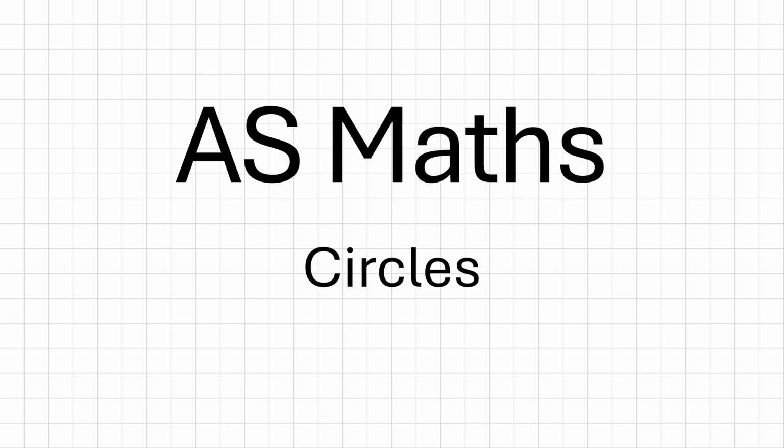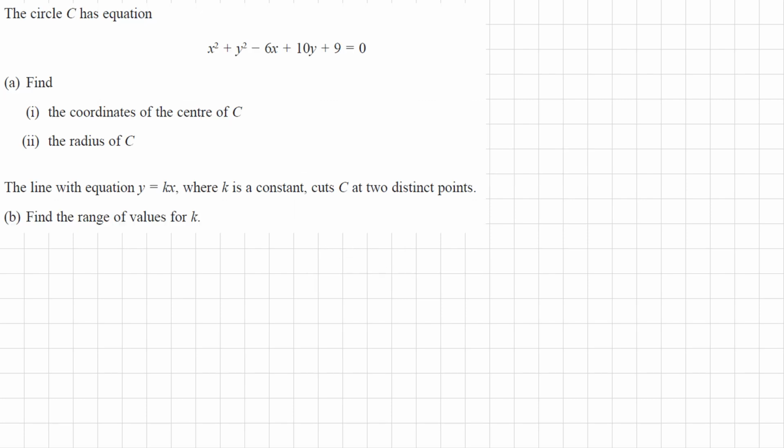This is an AS Maths question on circles. Okay, part A. The circle C has equation x squared plus y squared minus 6x plus 10y plus 9 is equal to 0. And what we need to do is to find, in the first part of part A, the coordinates of the centre of the circle C, and the second part of part A, the radius of C.